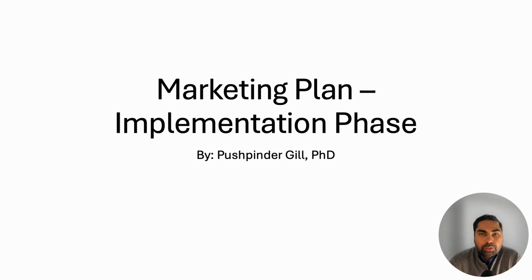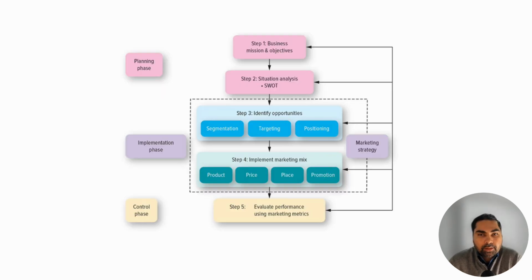And in this video series, we've been talking about marketing plan. And this is one of the videos on marketing plan. In other videos, I did talk about your mission and mission objectives. I did talk about SWOT analysis. We did talk about segmentation, targeting, and positioning. So we're still in the implementation phase, and there are other two tools that I want to talk about, which is with regards to your marketing strategy.